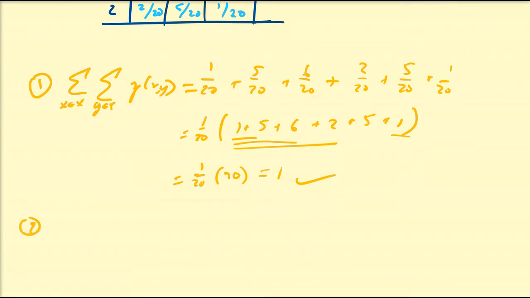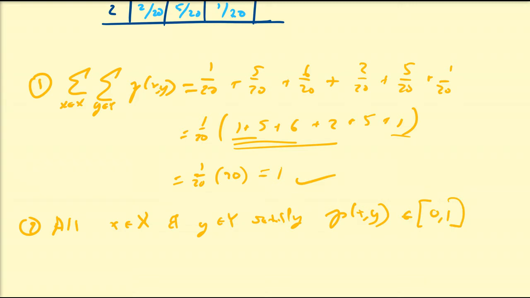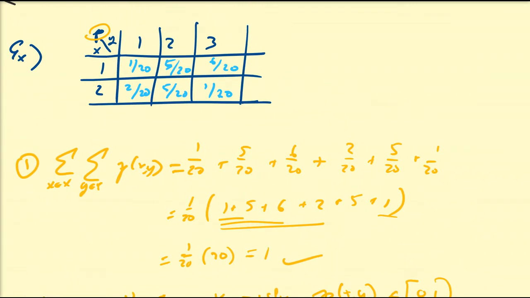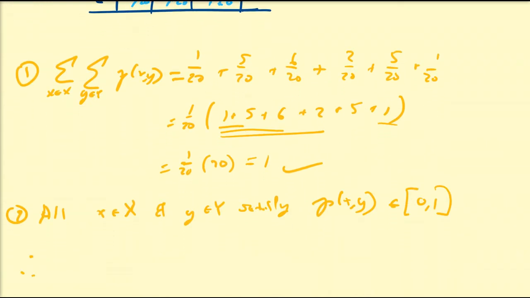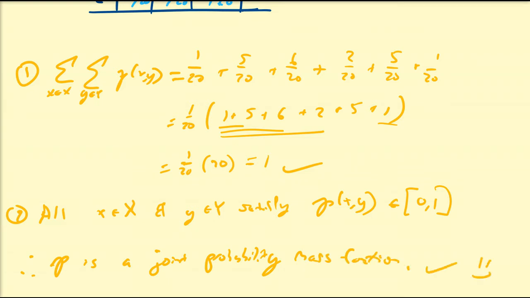And of course, all x and y satisfy P(x,y) is in the interval (0, 1). Actually, it's the open interval (0, 1) because there are no values in this set that have a probability of 0 or 1. So therefore, P is a joint probability mass function. So that's good.